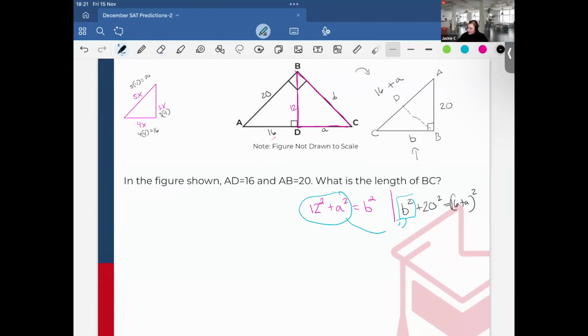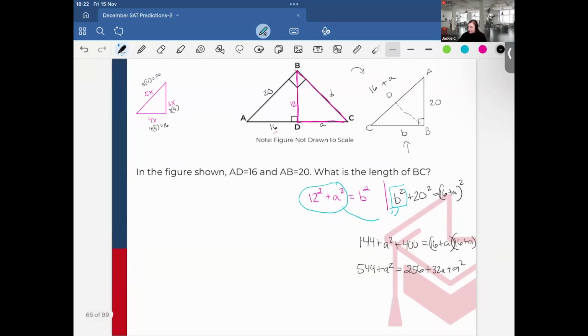So this would be basically 144 plus A squared plus 20 squared, it's 400, is equal to 16 plus A, 16 plus A. Make sure you expand the brackets. So this would be 544 plus A squared is equal to 256 plus 32A plus A squared. Subtract the A squareds from each side and then subtract 544 minus 256. It is 288 is equal to 32A. Divide by 32, and I get that 9 is equal to A.